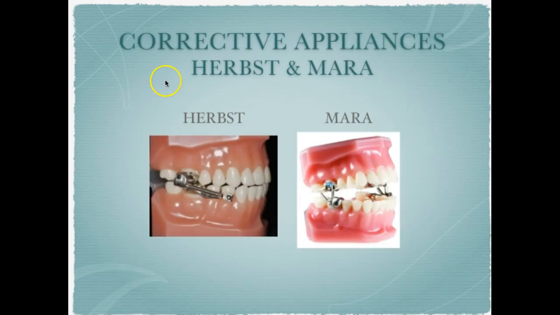Other corrective appliances, I am going to mention two popular ones, the HERBST and the MARA. And these two types of appliances are functional appliances for class 2 overbite. What it does is it restricts the growth of the maxilla. And it's often said this allows the mandible to kind of catch up in the growth process, therefore correcting a class 2 overbite.